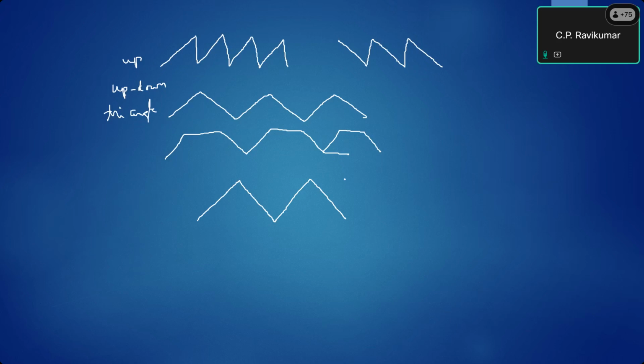Suppose it is a 32-bit counter or something like that. It will have a very large number of states. So writing all the values down is very difficult. We have to see what can be done.